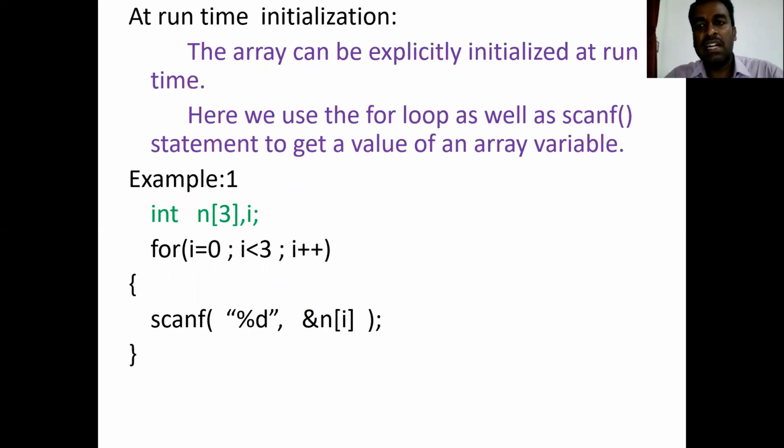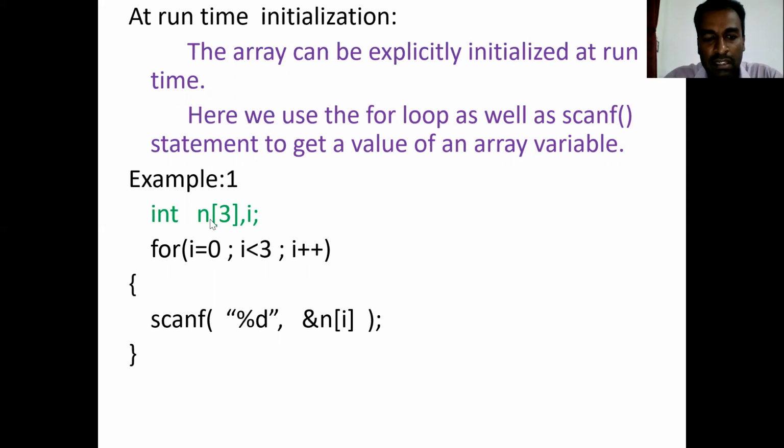Next we see runtime initialization. In runtime initialization, the array can be explicitly initialized at runtime. What is called explicitly initialized at runtime? While running the program, the input value is given with the help of the scanf statement. That is called explicitly initialized. Here we use a for loop as well as the scanf statement to get the values of an array variable. Here we use two different statements: first the scanf statement and then the for loop. Let's see an example.